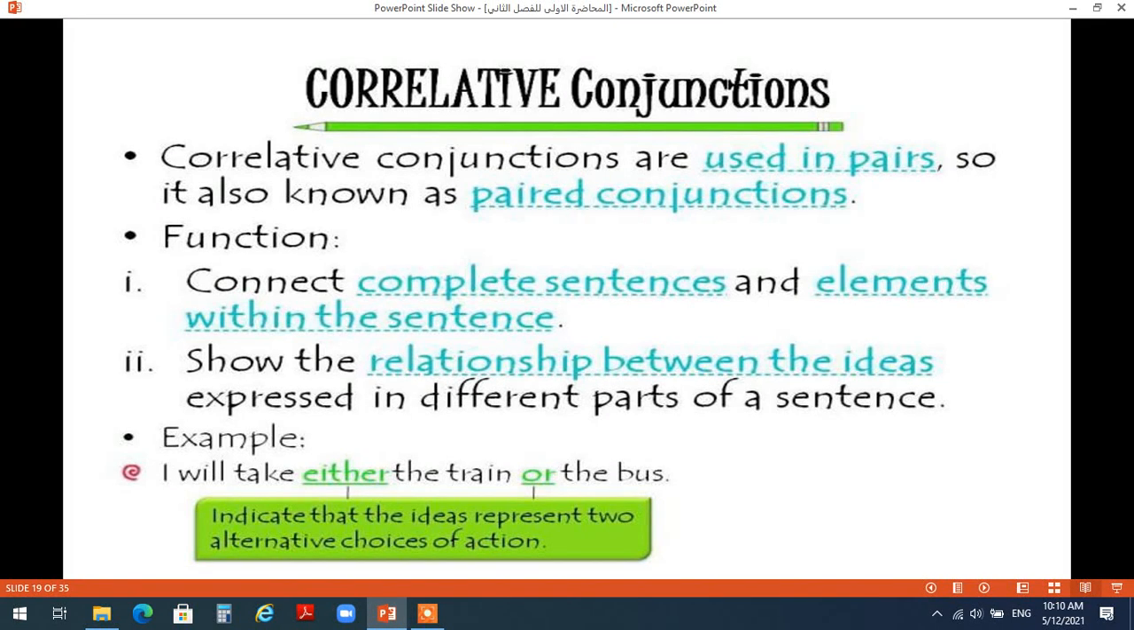For example, I will take either the train or the bus. لاحظوا هنا استخدمنا Correlative Conjunction either or. It indicates that the ideas represent two alternative choices of action. You have two choices. Either you can go by train or you can go by bus. So we have expressed this relationship through the usage of the correlative conjunction either or. استخدمنا either or كأداة ربط حتى أوضح أنه هنالك علاقة لخيارات متاحة أمامك and you have to choose one of these alternatives.